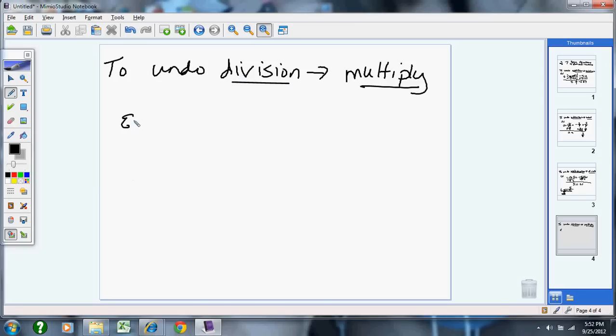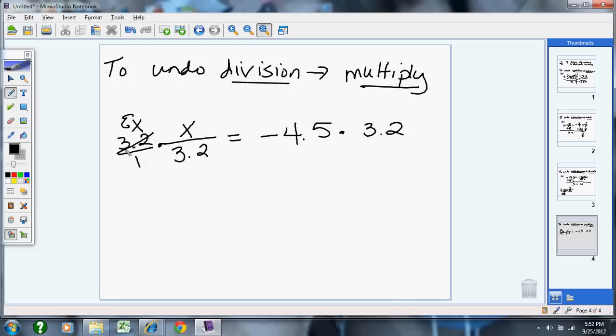So your example is x divided by 3.2 equals negative 4.5. I see division. To undo division, I'm going to multiply. So I'm going to multiply times 3.2, which is the same as 3.2 over 1. Same thing on this side. The reason I'm showing you this is so you see that these cross reduce to 1, so all we're left with is 1 times x, which is x.